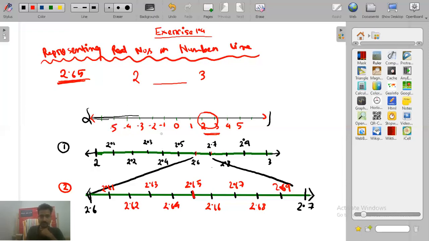Now see, 2.65 lies between 2.6 and 2.7. That's why give two arrow marks like this, and again you have to draw one straight line, then give an arrow mark, and write down 2.6 and 2.7. Again you have to divide it into 10 equal parts with the help of your scale. Then again you have to write down like this: 2.61, 2.62, 2.63, 2.64, 2.65, 2.66, 2.67, 2.68, 2.69, 2.7. Now see, we have found 2.65. So 2.65 is the required number we are going to plot on the number line. Yes or no? So this is the required number.